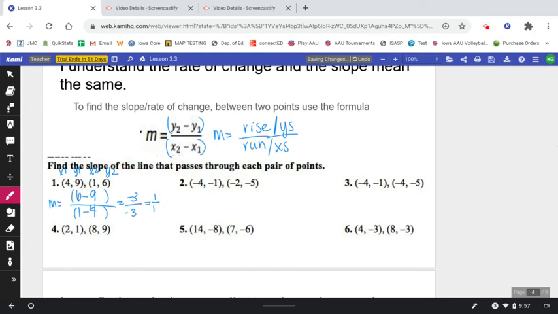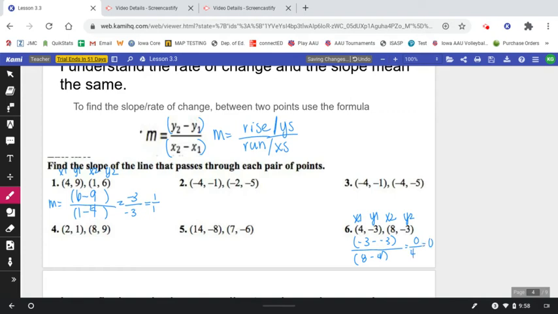Same thing down here, I would do x1, y1, x2, y2. So when I set up my formula, I get negative 3 minus negative 3 over 8 minus 4, which gives me 0 over 4, which is 0.